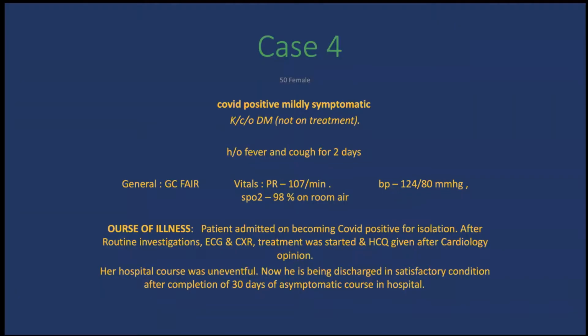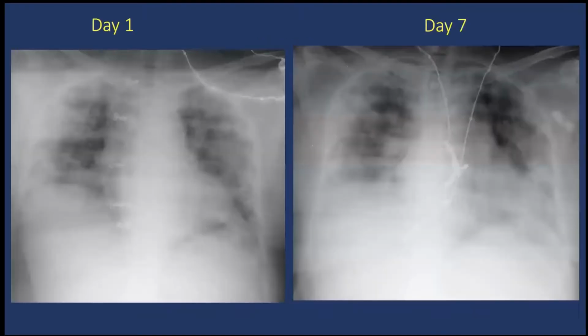Then we have a 50-year-old female who was a diabetic, and she presented with fever and cough for 2 days. Again, we can see that there are multiple alveolar space consolidations, and very typically, they are peripheral based on both sides.